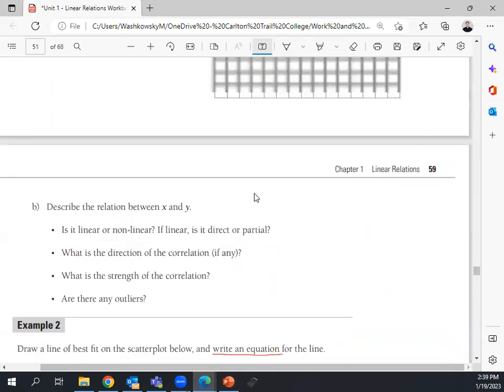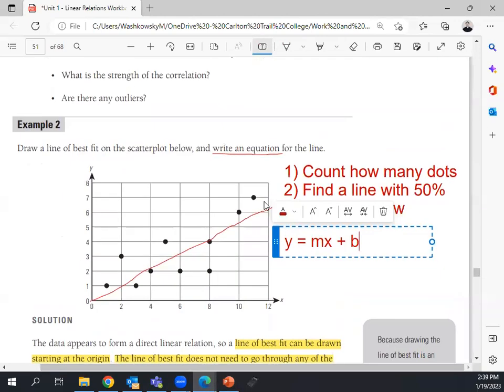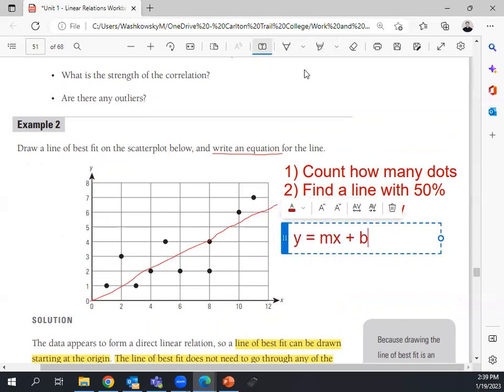I'm on page 59. Yeah. I'm going to make this blue. No. Yeah.